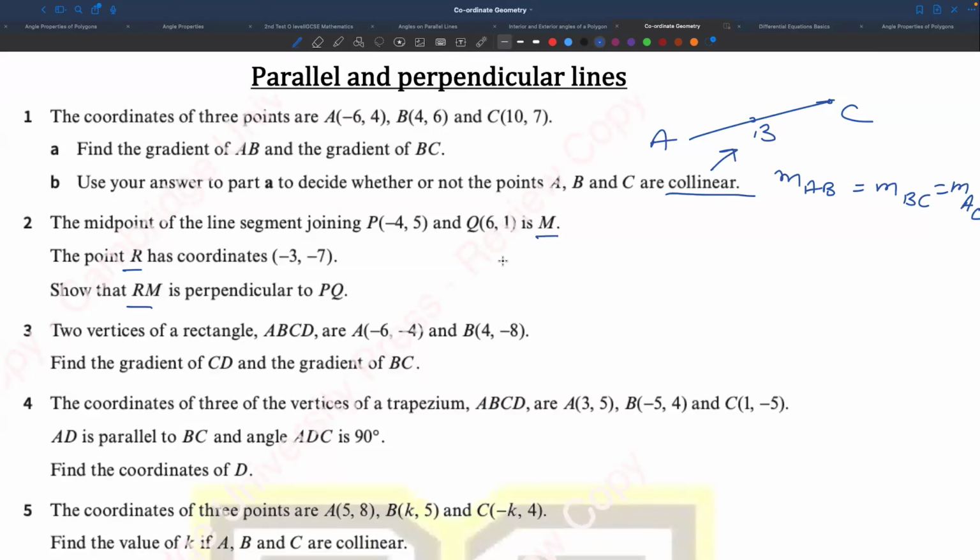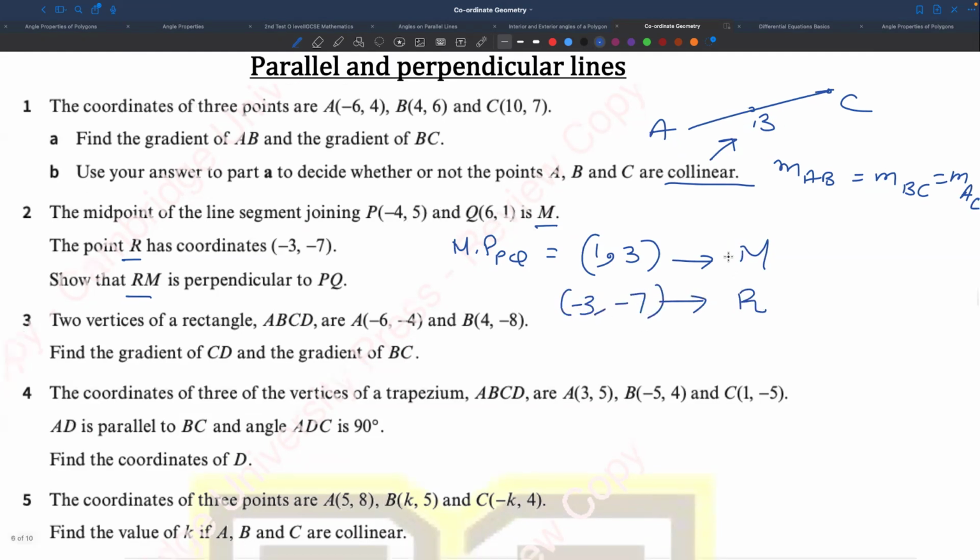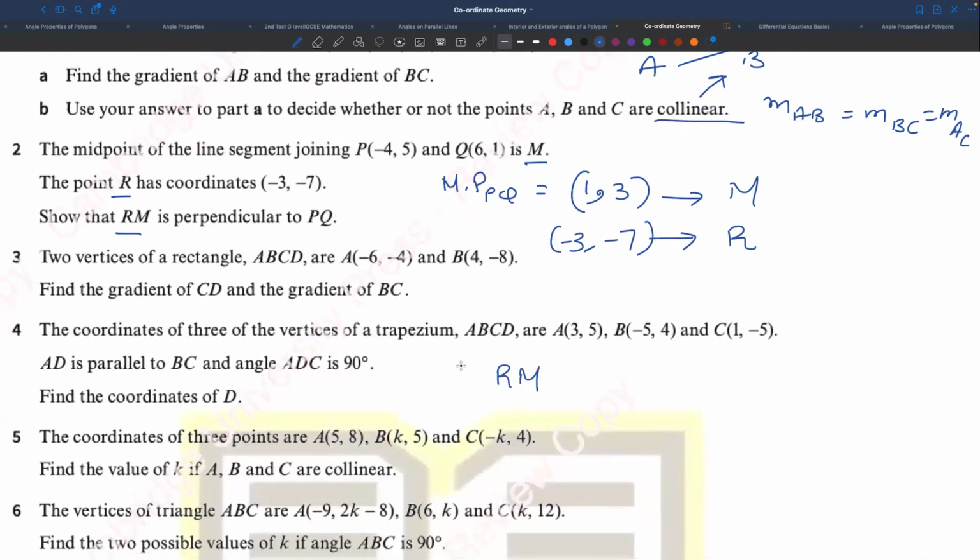Fine. So what is the midpoint of PQ first of all? Mentally tell me. -4 plus 6 is 2 upon 2, 1. Then 5 plus 3. So this is the midpoint and this coordinate is M. R is what? -3, -7. Now what is the gradient of RM? Y2 minus Y1 will become -10, -7, -3. And then divided by -3 -1 is 4. So the gradient will be 5/2.